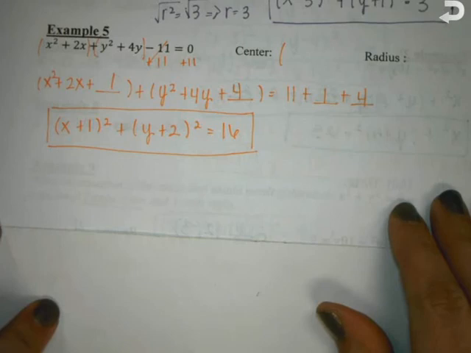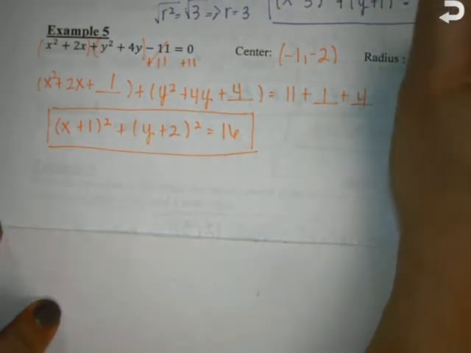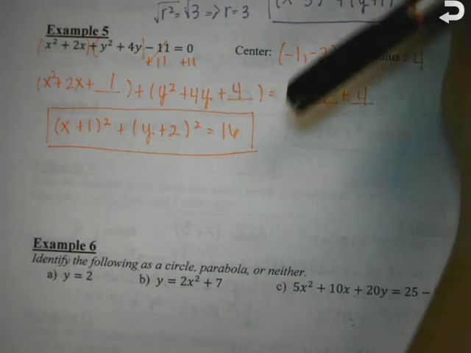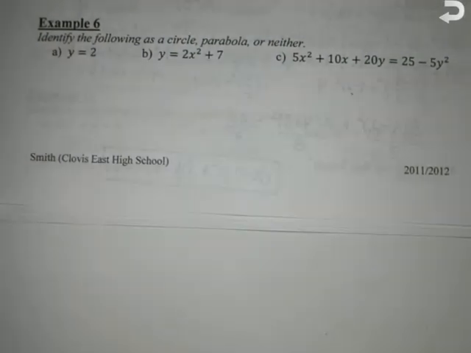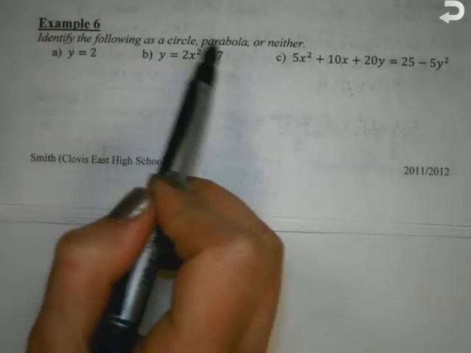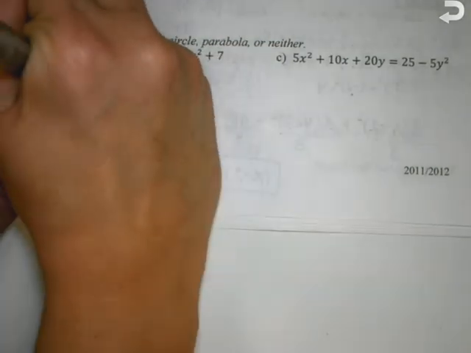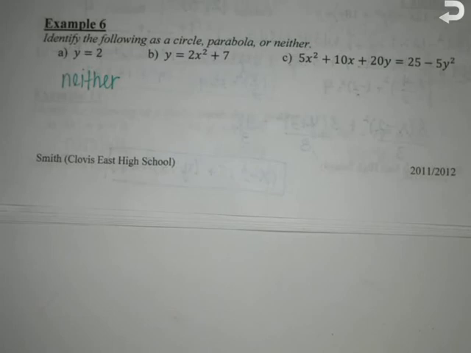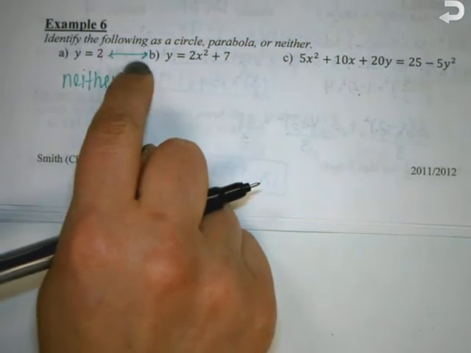Yeah. Not too bad? Okay, so let's look at example 6. I promised you guys that every set of notes was going to have problems like this so that we can get ready to identify them. So we are looking still at just circles, parabolas, or neither. A, y equals 2. Which one is that? Neither. Does anybody know what it is? Line. It's a line. Is it vertical or horizontal? Horizontal. It's a line that looks like this because all the y's are the same. Okay, B, y equals 2x squared plus 7. Parabola. How do you know? There's just one x squared here, nothing else.